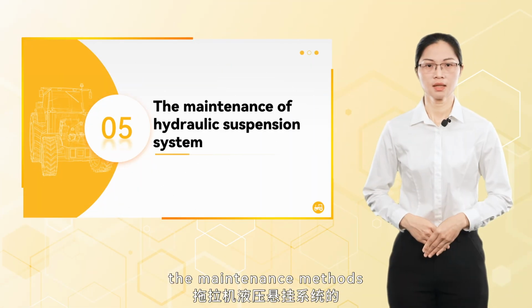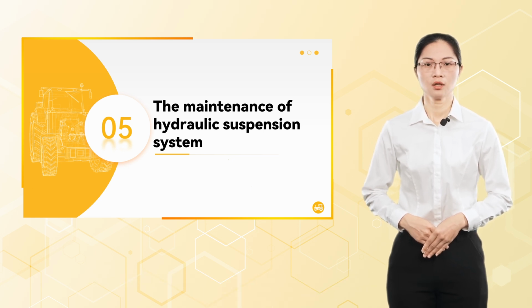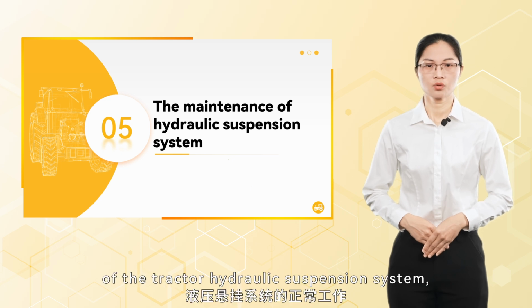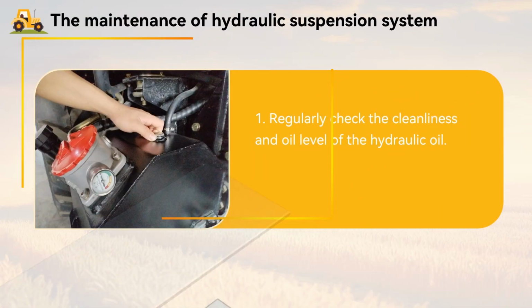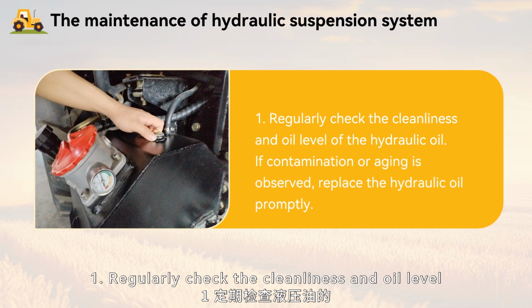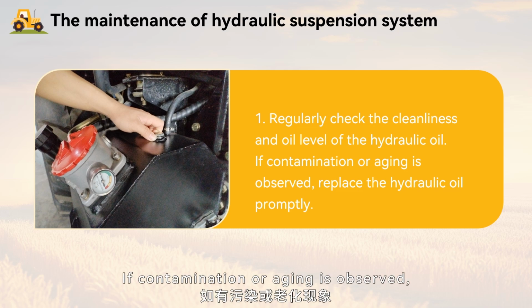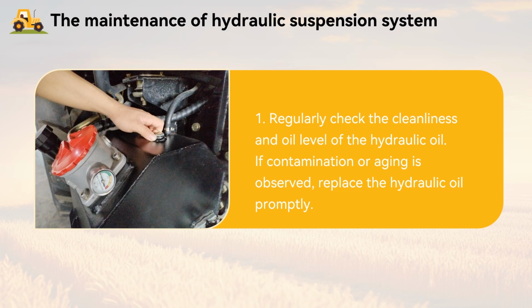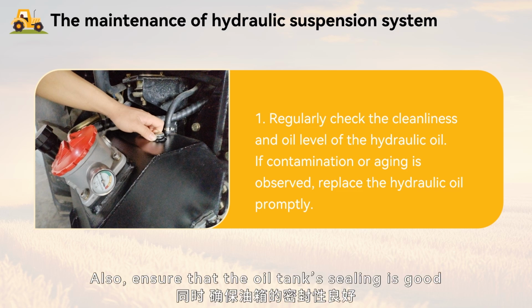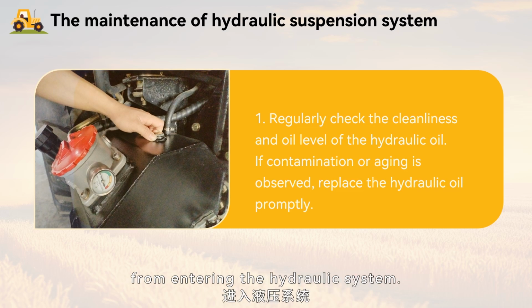Finally, let's discuss the maintenance methods for the hydraulic suspension system of tractors. To ensure the proper functioning of the tractor hydraulic suspension system, regular maintenance and care are necessary. 1. Regularly check the cleanliness and oil level of the hydraulic oil. If contamination or aging is observed, replace the hydraulic oil promptly. Also, ensure that the oil tank sealing is good to prevent external impurities from entering the hydraulic system.